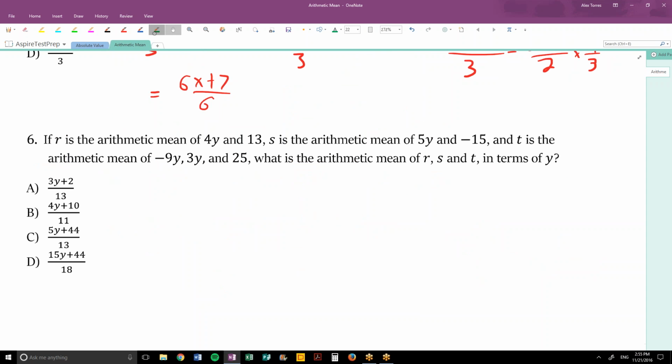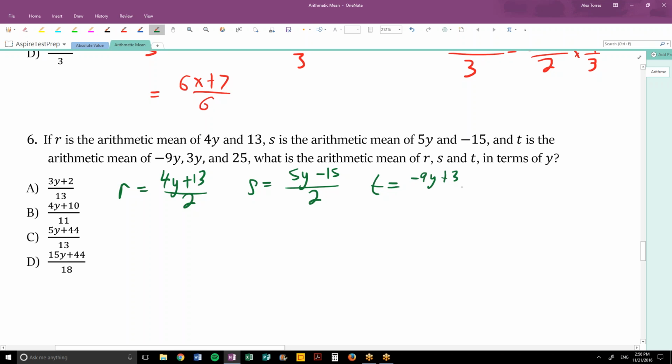Number 6. R is the arithmetic mean of 4y and 13. So it's (4y plus 13) all over 2. S is the arithmetic mean of 5y and negative 15, (5y minus 15) all over 2. And T is the arithmetic mean of 3 numbers, negative 9y, positive 3y, and plus 25. But because we're getting the mean of 3 numbers, we have to divide by 3. So simplifying that a little, combining our like terms, we have T is (minus 6y plus 25) all over 3.